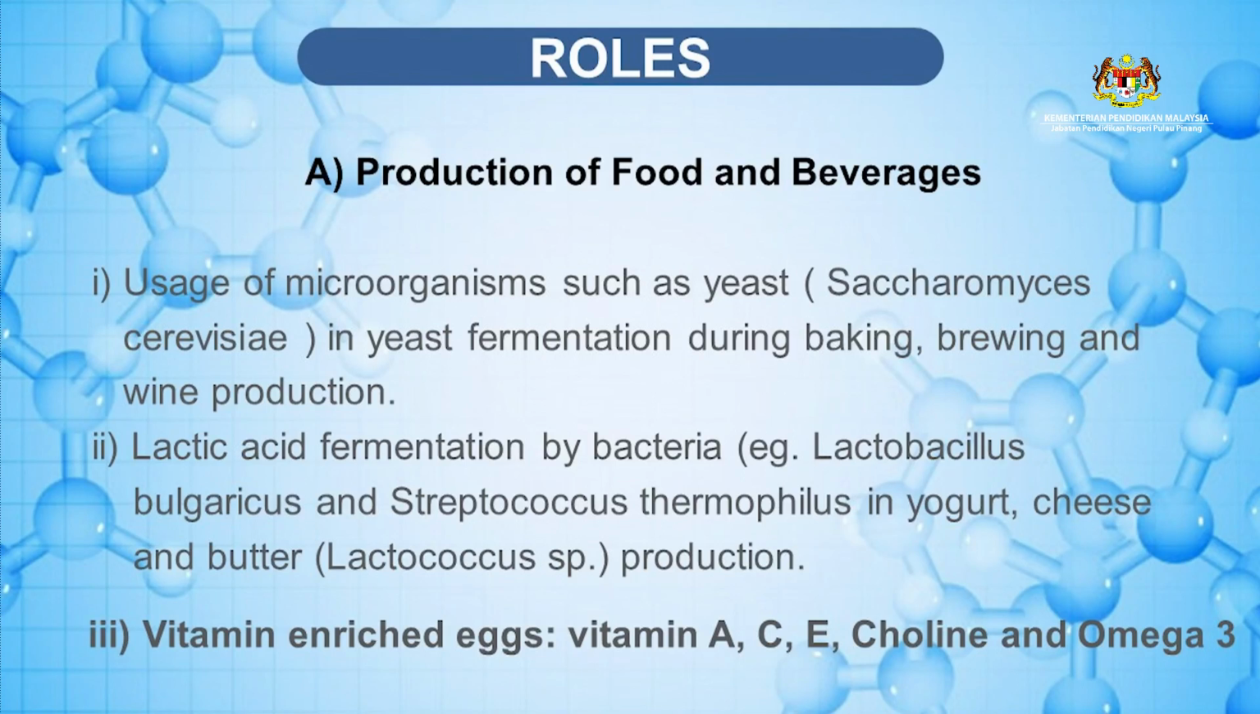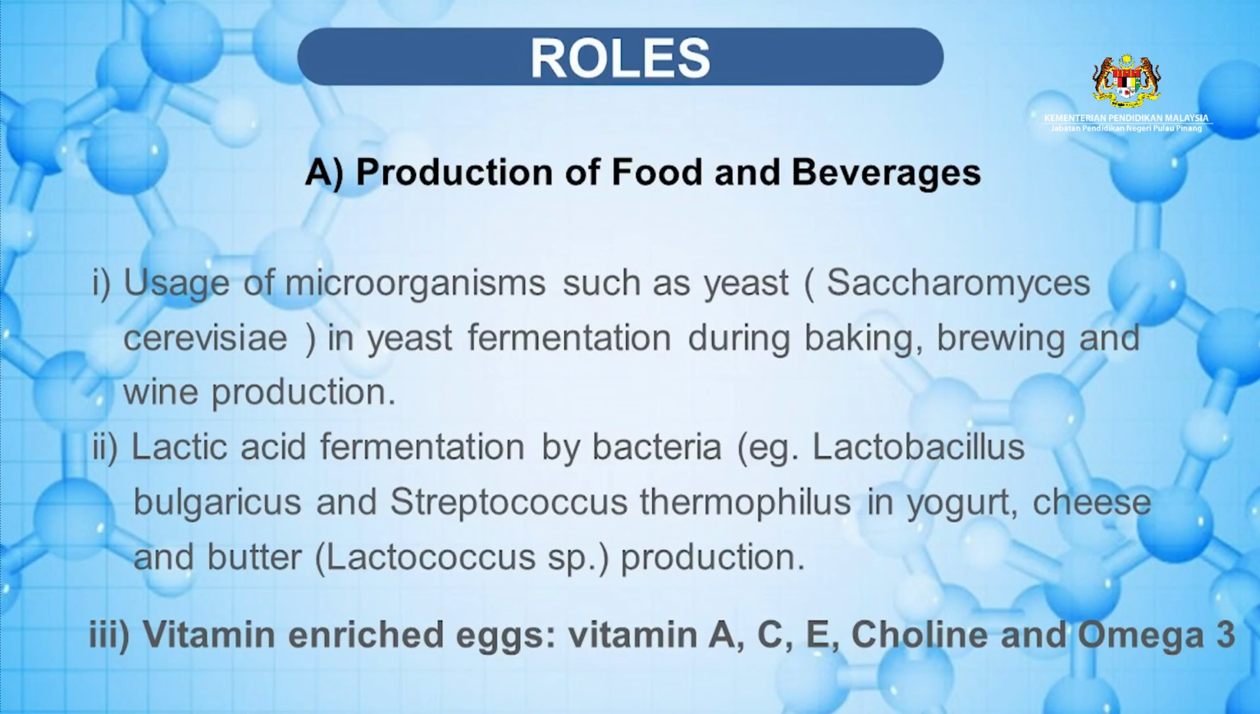Brewing involves major steps during production, such as malting to convert stored starch into glucose, mashing to extract the mash, boiling, fermenting, finishing, and bottling. Lactic acid fermentation is carried out by bacteria, for example Lactobacillus bulgaricus and Streptococcus thermophilus, in yogurt and cheese. Lactococcus species is used in butter production.